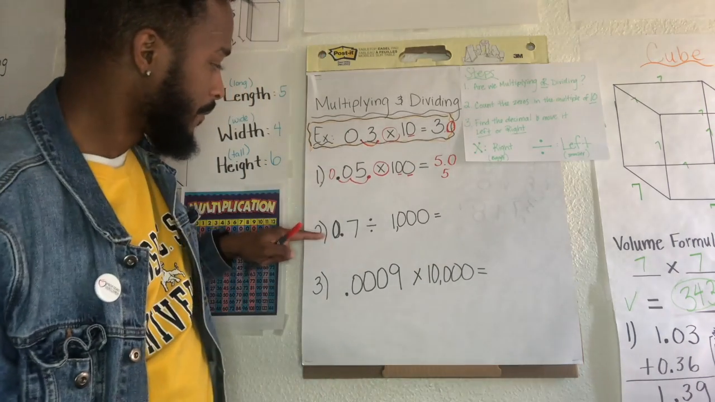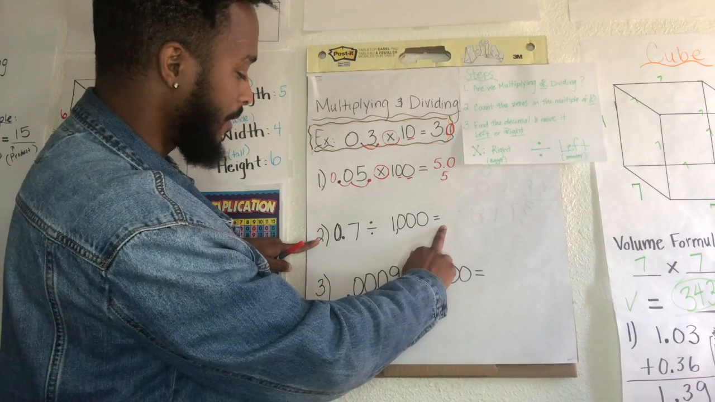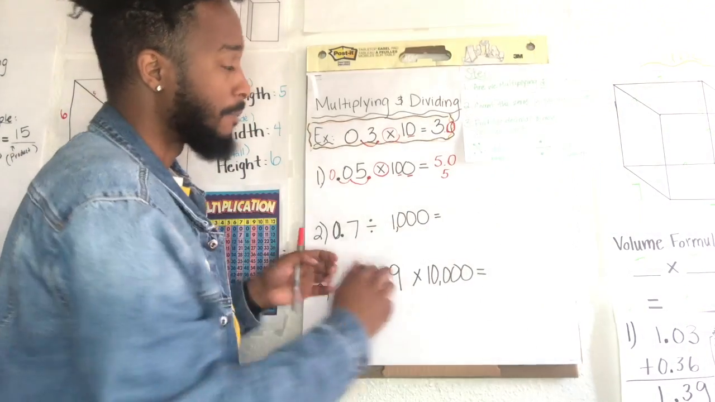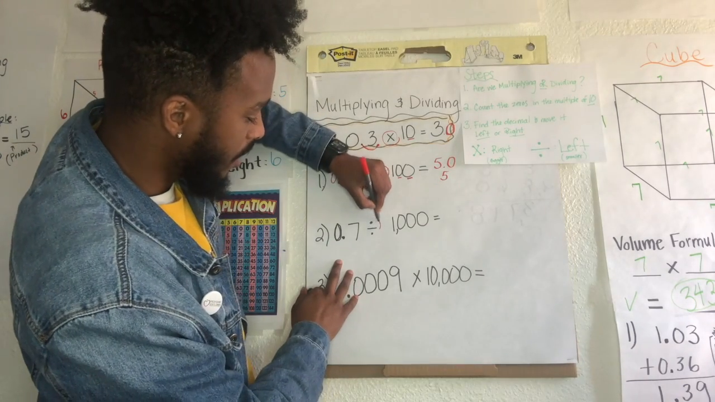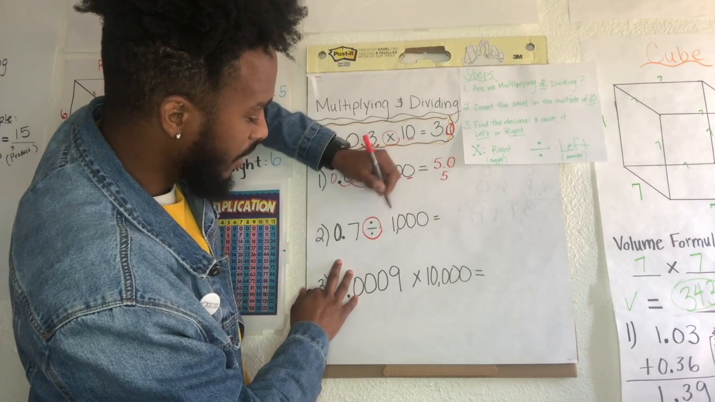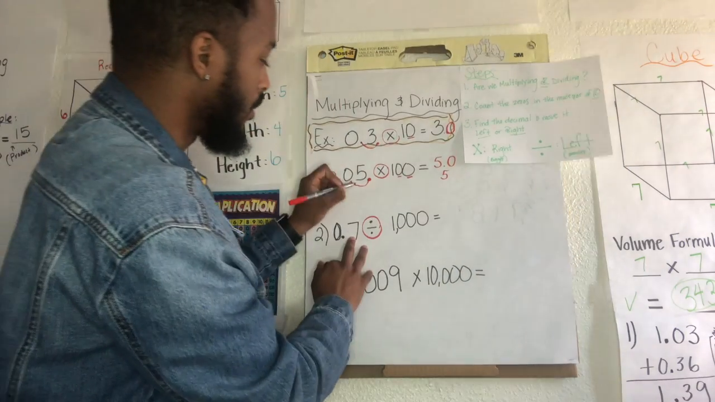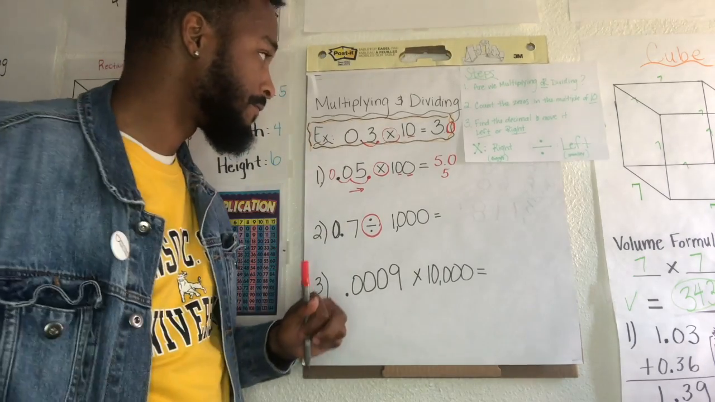All right? Number 2, 0.7 divided by 1,000. I have 7/10 divided by 1,000. My first step, are we multiplying or dividing? Here we are dividing. So I know that when I divide, I move my decimal to the left as opposed to the right. So this was to the right. I'm going to move my decimal to the left.